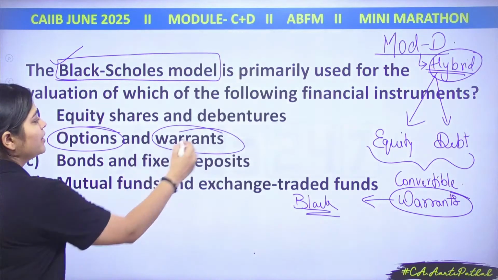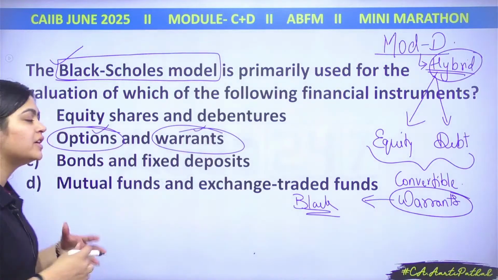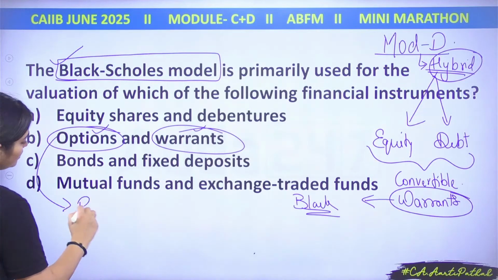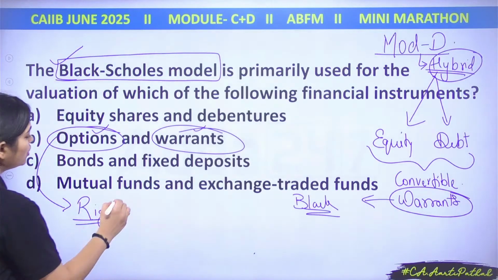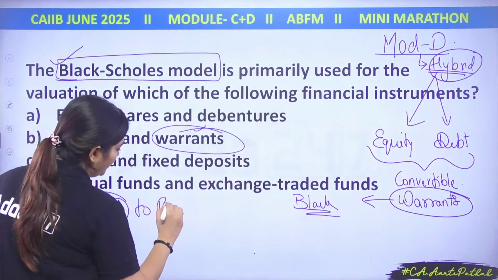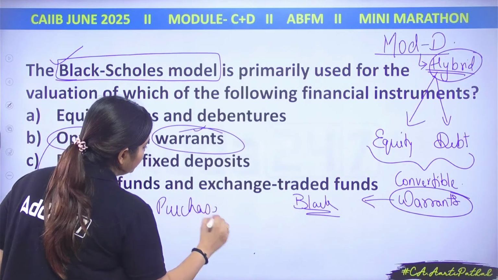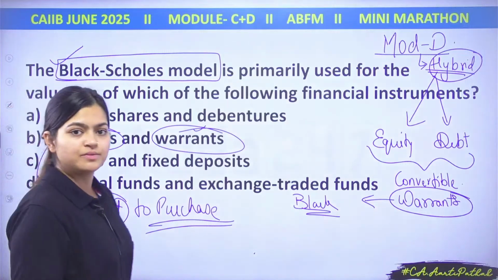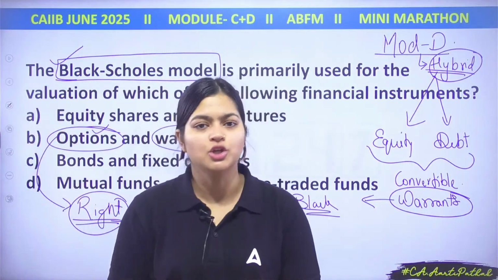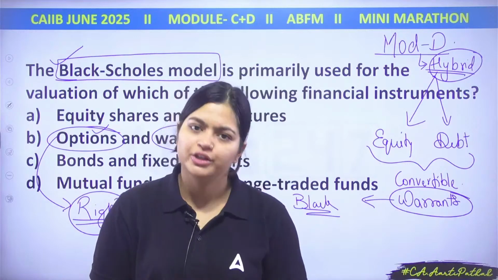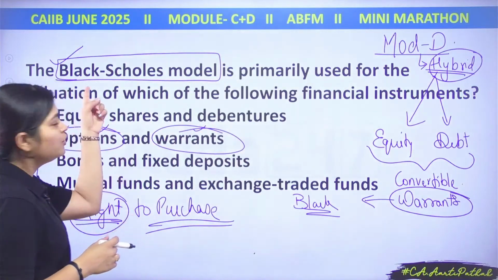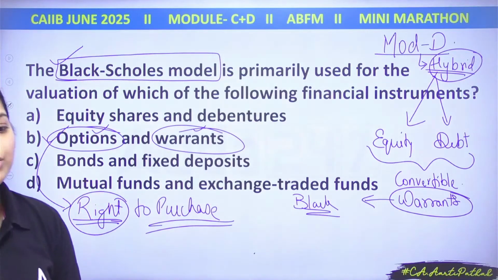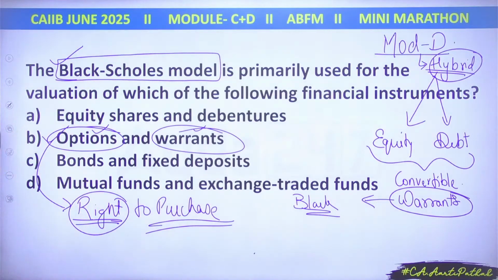So warrants, you understood. Now options. Options give you the right to purchase the shares, whether you want to purchase or not. Here you see the call option, the right to purchase, totally based on you. This is the right you receive under options. You are going to use the Black-Scholes model for calculation. So the correct answer is B.